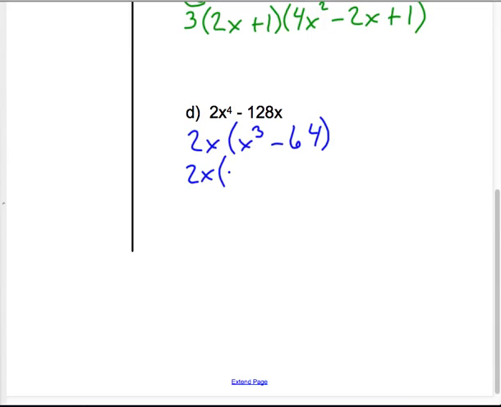Cube root of x cubed is x. Keep the sign. Cube root of 64 is 4. First term, x squared. Opposite sign, x times 4 is 4x, plus 4 squared is 16. Hopefully after 4 examples, you started to see the pattern and you're not quite so scared of factoring perfect cubes.